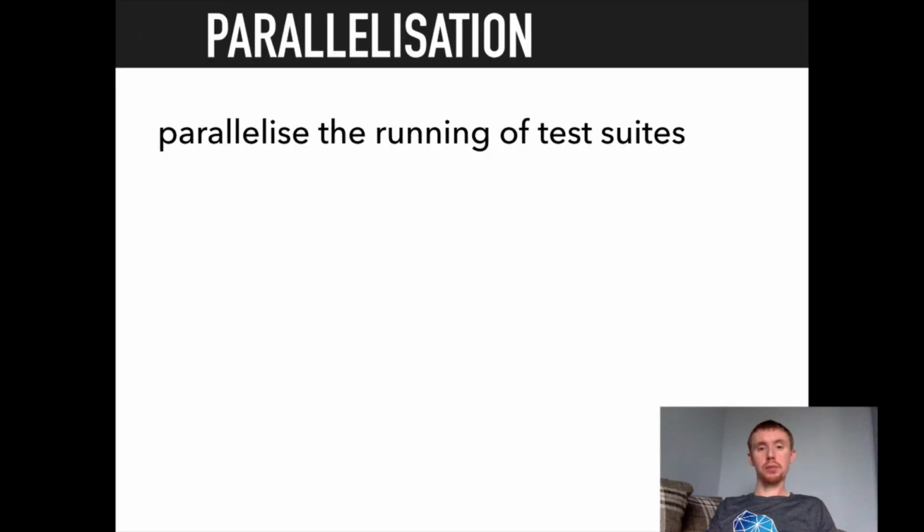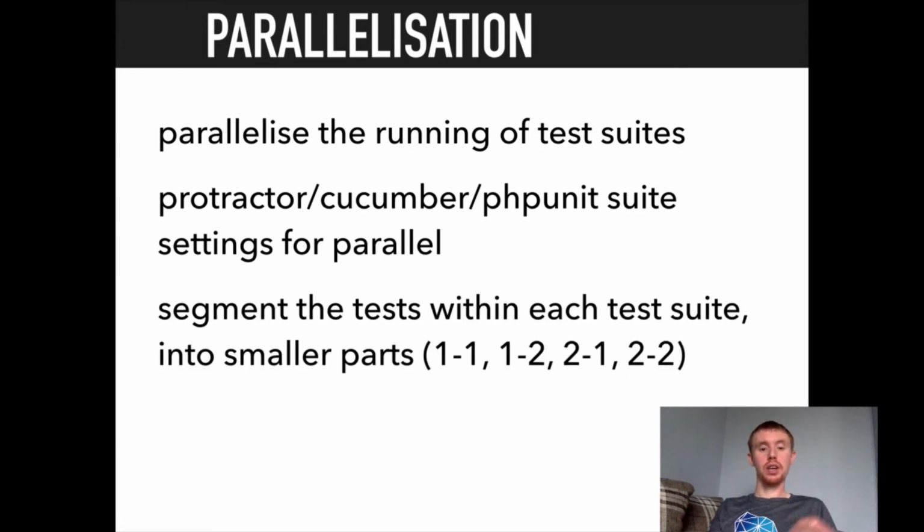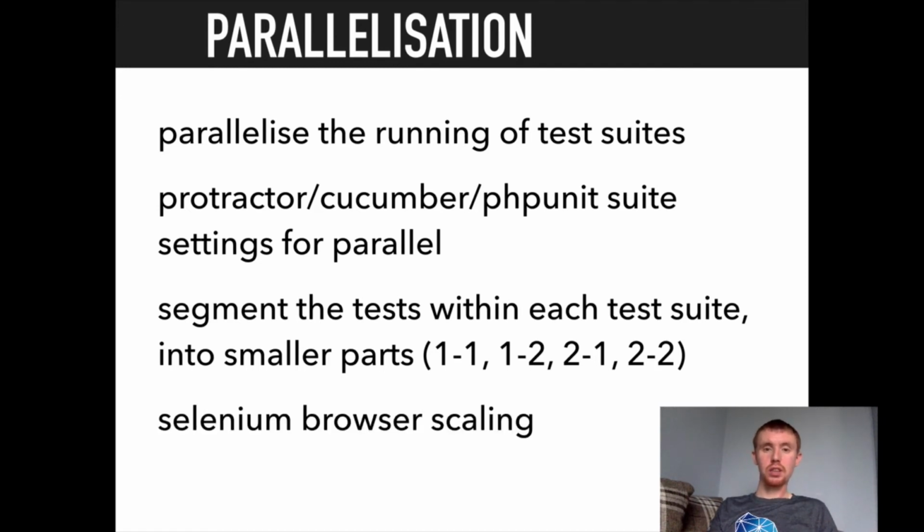So to recap, when trying to make your test suite run faster, try to parallelize the running of your test suites. If you have tools like Cucumber, Protractor, PHP-Unit, enable their parallel settings. Try to get it to run in parallel. If you cannot, then you can segment them into smaller parts. And if you're doing UI testing, then your bottleneck may not be the tests, but the number of browsers that are running actively in the test suite. So you can scale up the number of Selenium browsers that are running, and therefore you can get higher results.